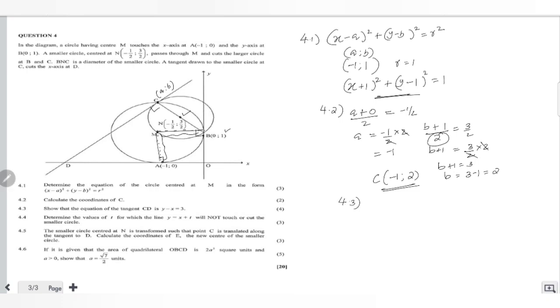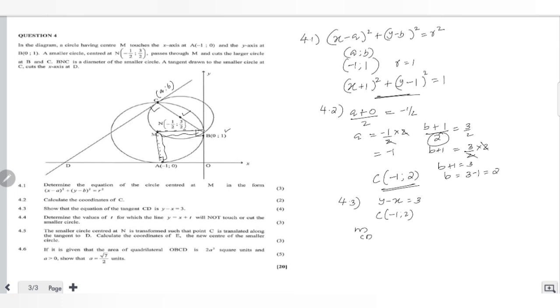What is 4.3? Show that equation of tangent. Okay, so you have to find equation of tangent and show that it is y minus x equals 3. Okay, that we can do later. I mean, that's showing. First you have to find equation of tangent. That is equation of the line CD. You know that if you want to find the equation of a straight line, we need 1 point on that line, which is C. That we got it, minus 1, 2. And we need a gradient of the line, gradient of CD.